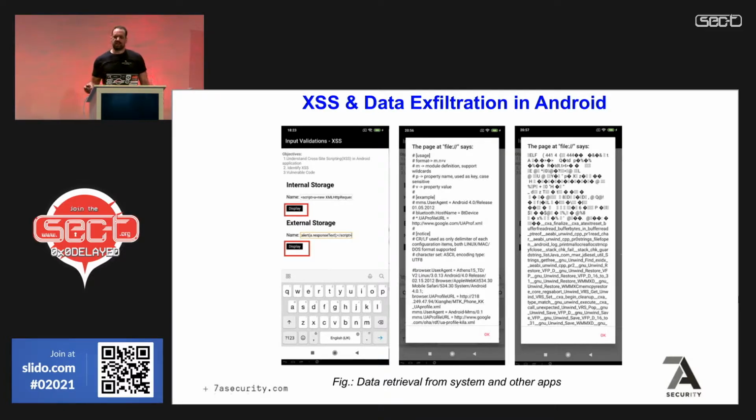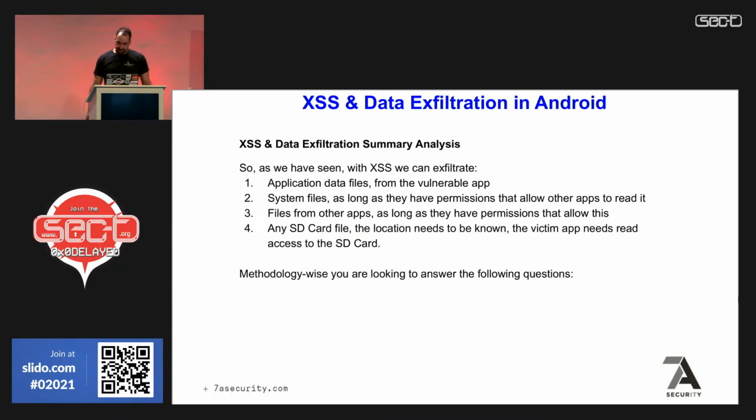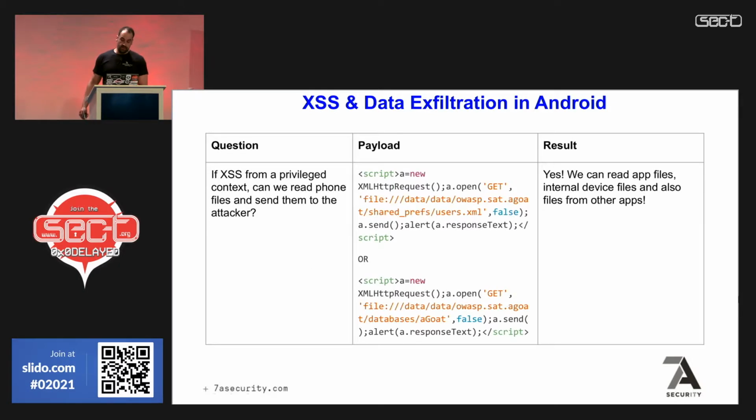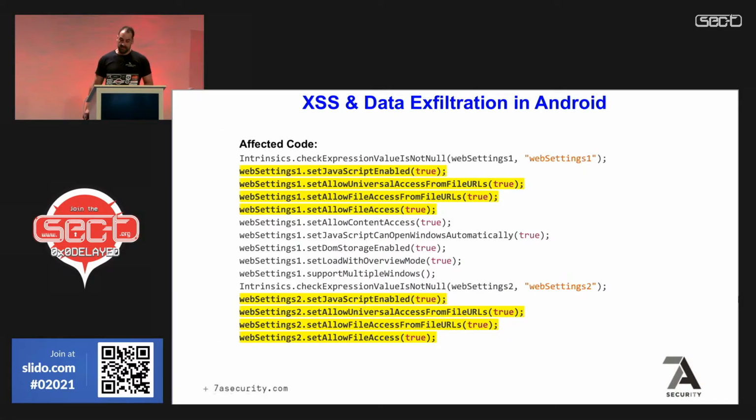The device here is a Xiaomi device, so this is the configuration from the phone, and then the SQLite database is to the right. Methodology-wise, you're trying to answer these questions: alert 1, do we have XSS? Alert location, is it a file URL? And then try to read the local files, but we need to know the location for this, right?